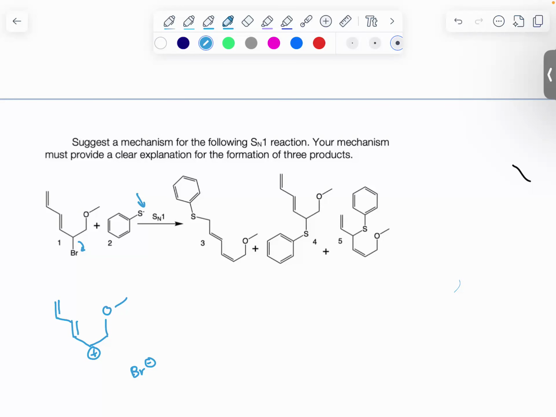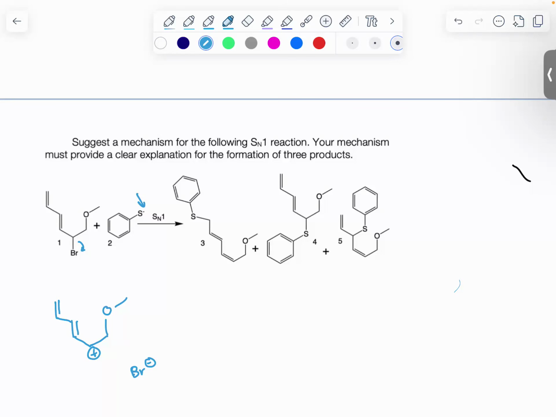So SN1 is our stepwise reaction. We also have E1. Those are our stepwise eliminations. But this is a stepwise substitution with nucleophiles. So we've just kicked off our first nucleophile, and now we're primed for our next nucleophile to substitute in. But we have resonance structures here.